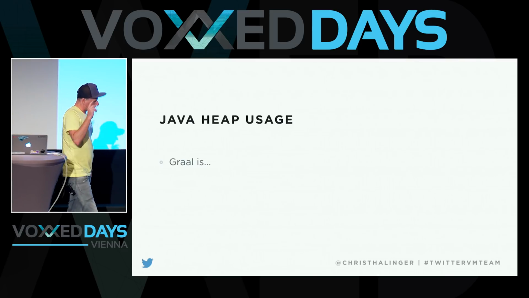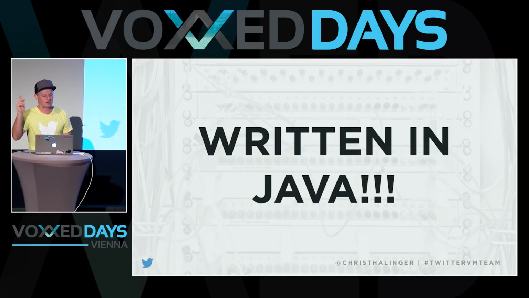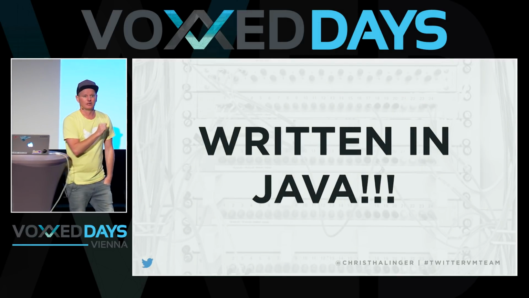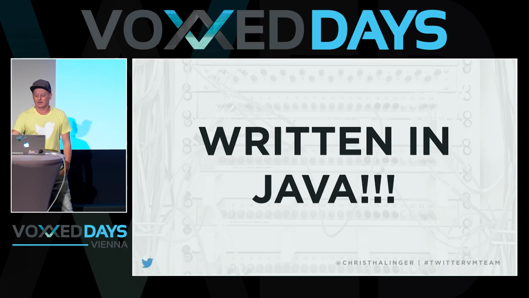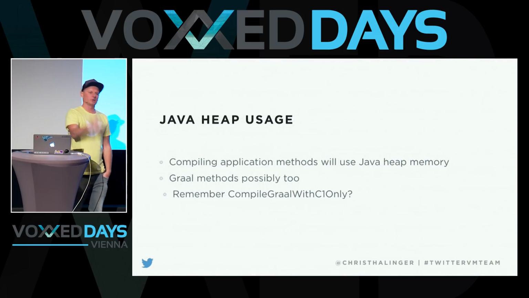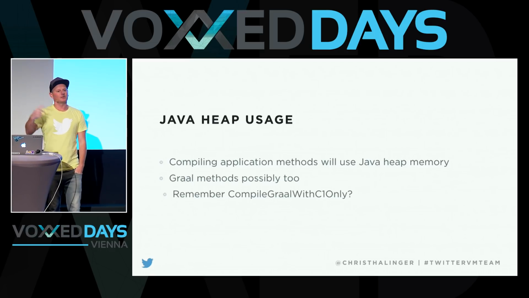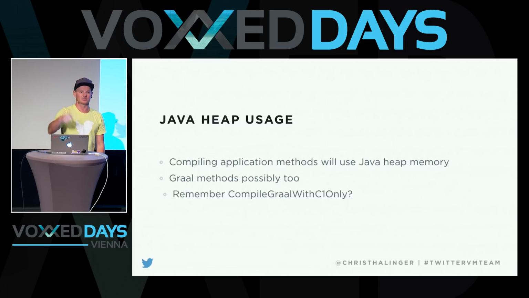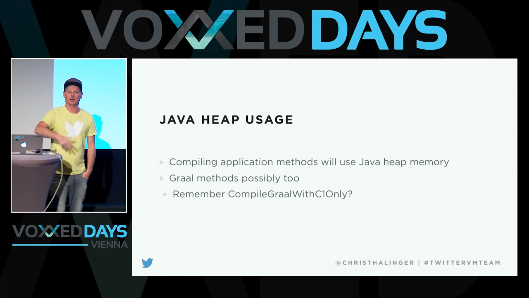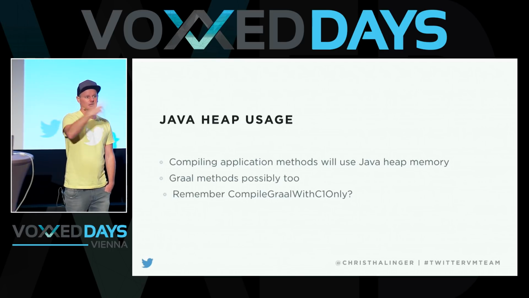Okay, very important, Java heap usage. So Graal is, exactly, written in Java. That's the main difference between C2 and Graal: every compilation that you do with Graal uses Java heap memory, right? Even Graal's own methods will possibly be compiled with Graal and will use Java heap memory. So if we set that flag to false, then this will happen.